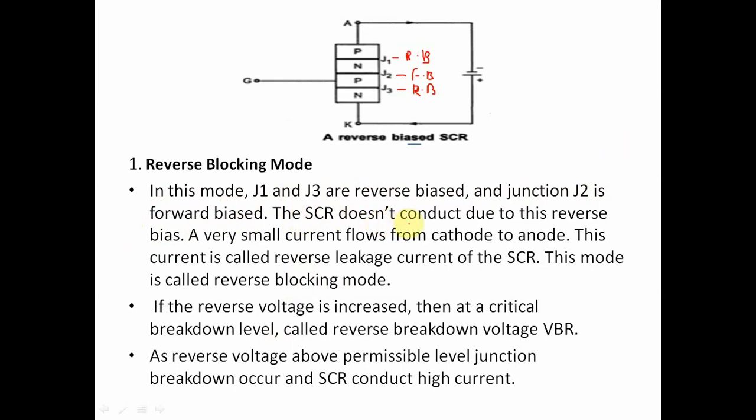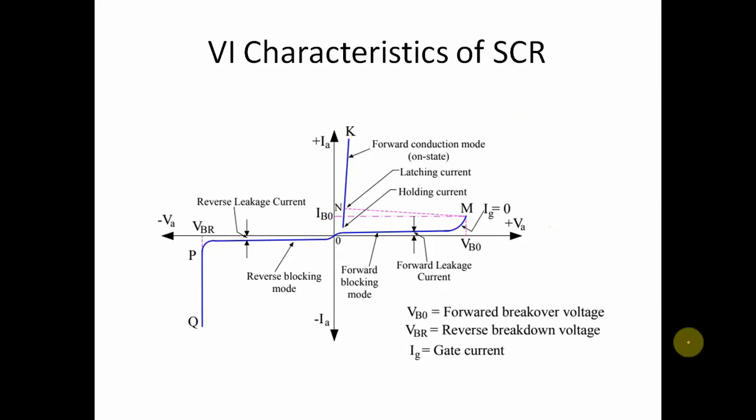The SCR does not conduct due to this reverse bias. But a very small amount of current flows from cathode to anode through the circuit. This current is called the reverse leakage current of SCR, and this mode is called the reverse blocking mode. See here, the current flowing through the SCR is the reverse leakage current, and this blue line is called the reverse blocking mode of SCR.